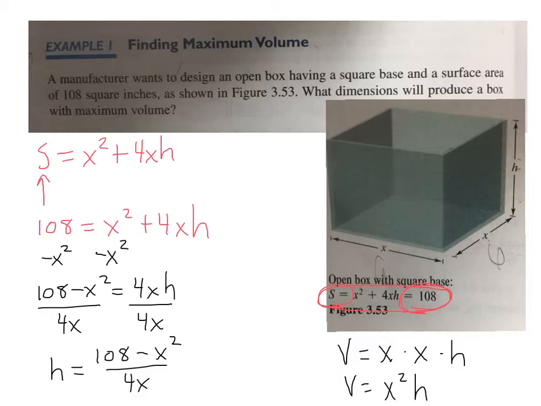So is there any way that I can reduce 108 minus x squared over 4x? No. So let's go ahead and plug it in. And what we're going to do is we're going to plug it in for h right there.